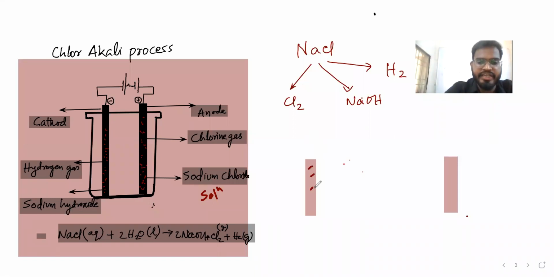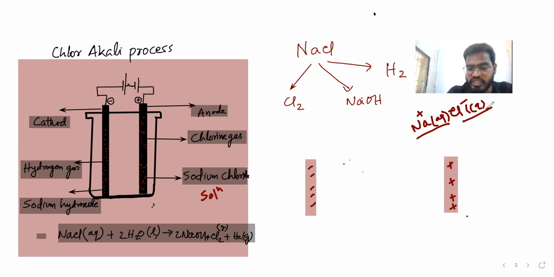This is negative and this is positive. So if you break NaCl, it will convert into Na+ and Cl-. Guys, it is an aqueous solution, right? Na+ and Cl-. So Cl- will come to this side, and Na+ will come towards the negative side.